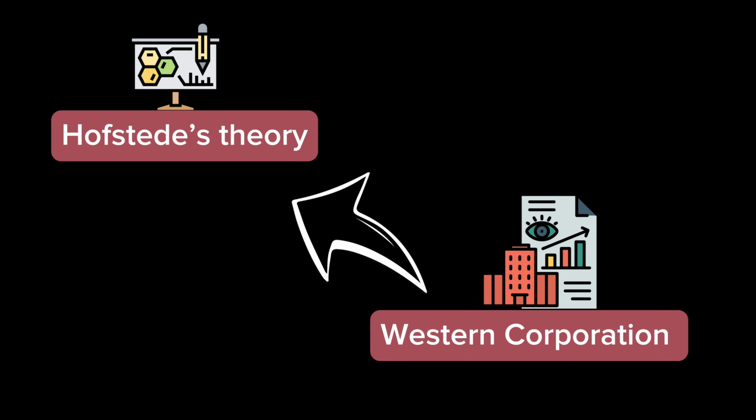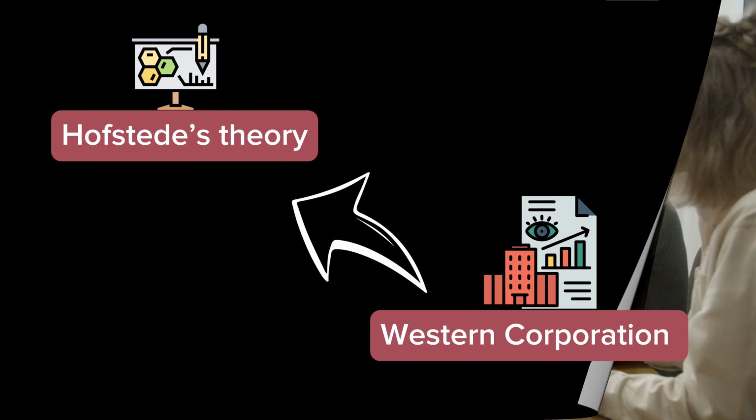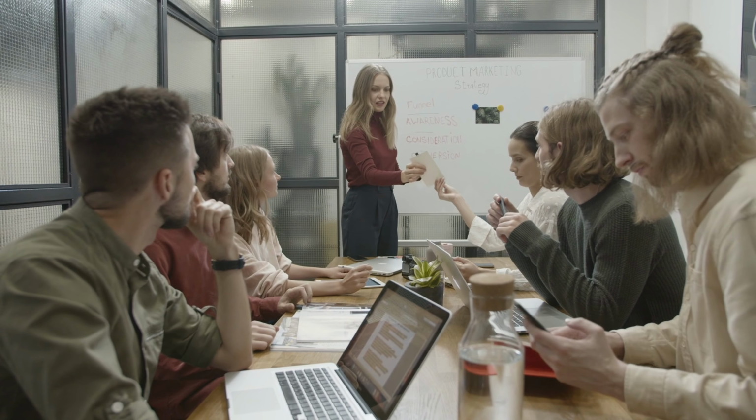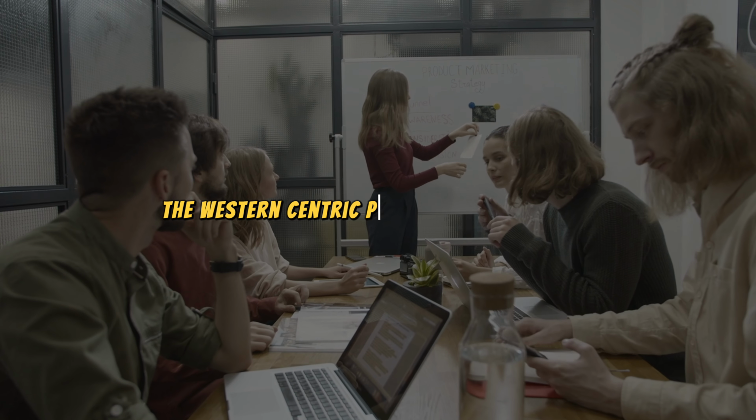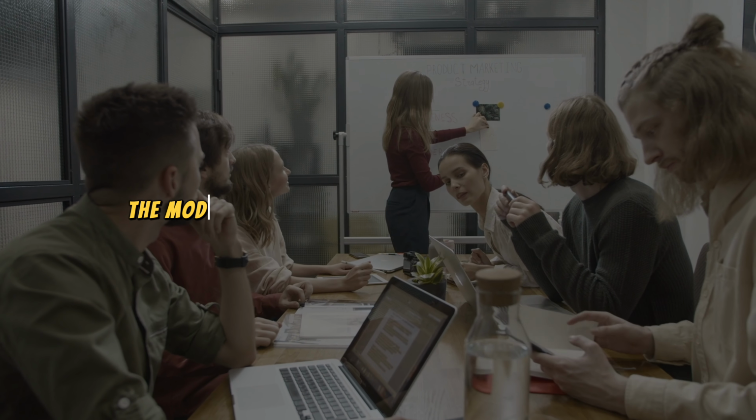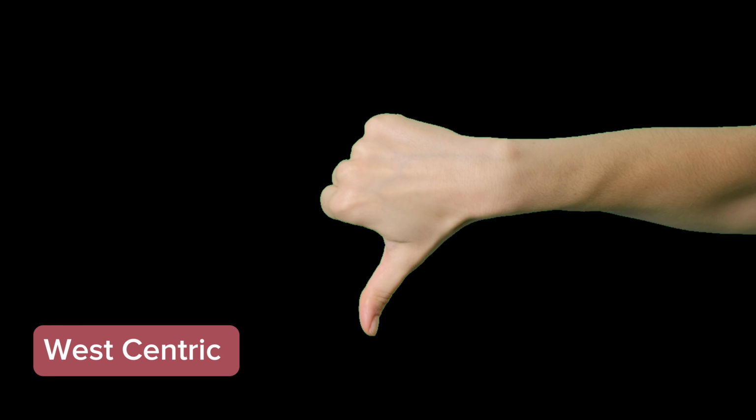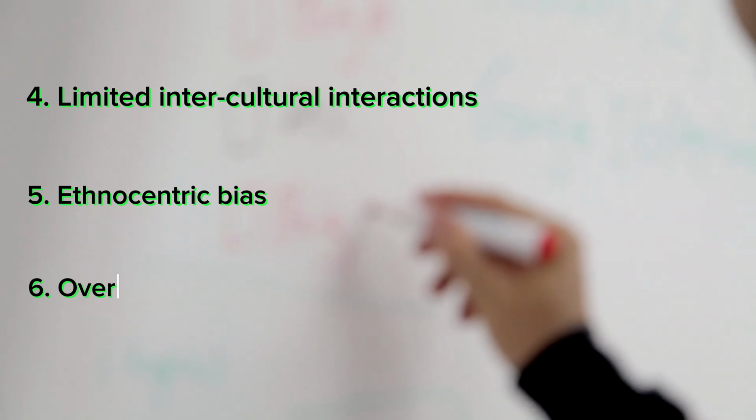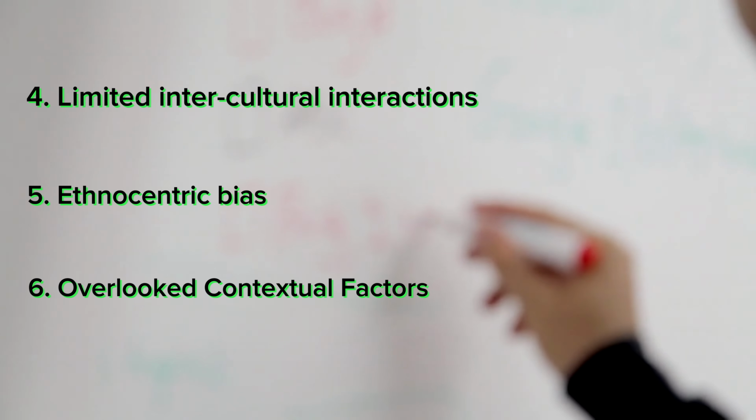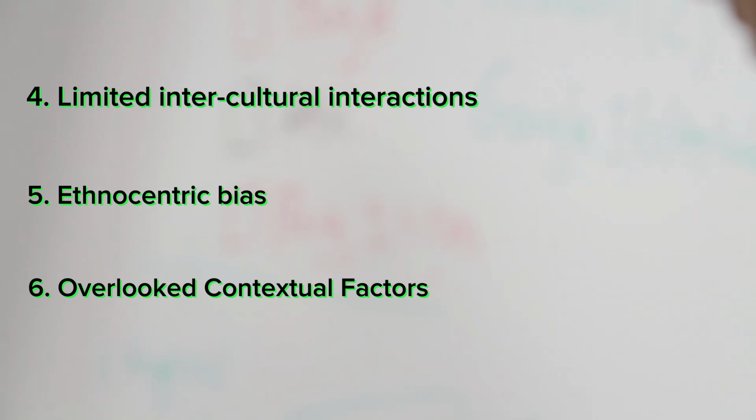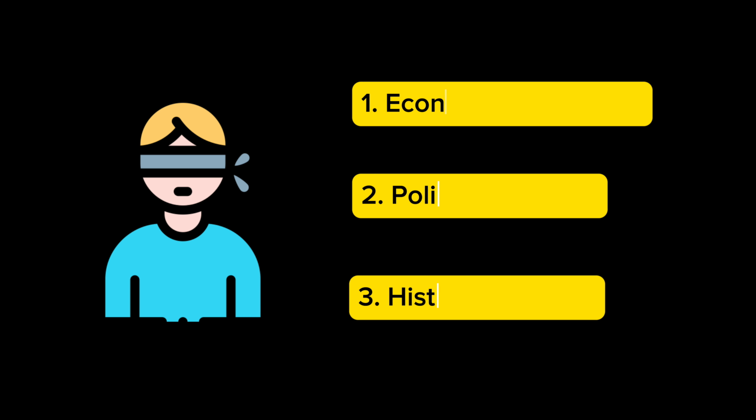Then there's the issue of ethnocentric bias. Hofstede's dimensions were developed using data from a Western corporation, which may have influenced how cultural differences were interpreted and categorized. The Western-centric perspective might limit the model's applicability in non-Western contexts, where cultural norms and values could be fundamentally different.